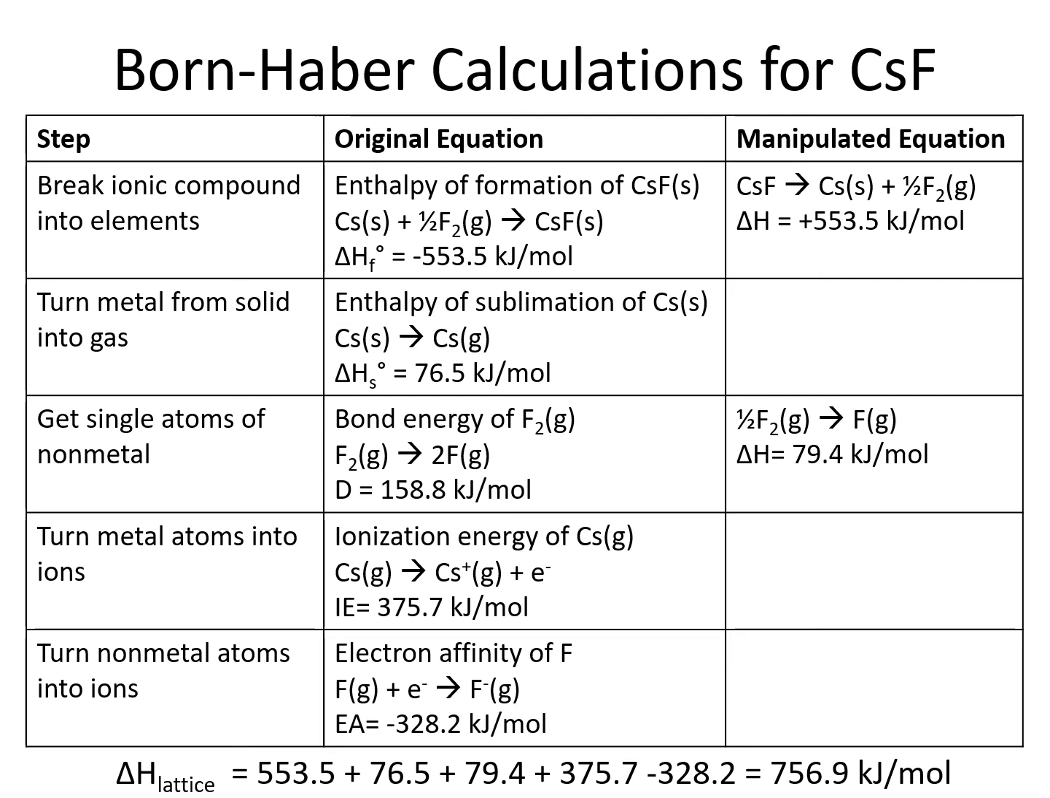So again, this is basically just a Hess's law problem. We just have 5 steps. And anytime that we have an ionic compound, we're going to be using these same 5 steps. The way that we apply it, the way we manipulate the equation, might change depending on the ionic compound. But the 5 steps of breaking the ionic compound into elements, turning the metal from a solid into a gas, getting the single atoms of the nonmetal, turning the metal atoms into ions, and turning the nonmetal atoms into ions will always apply.